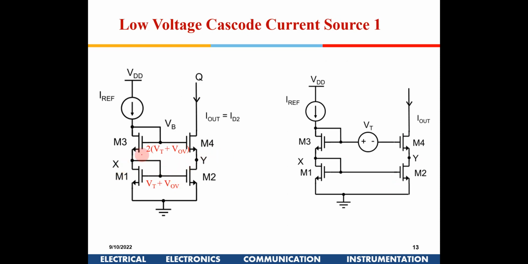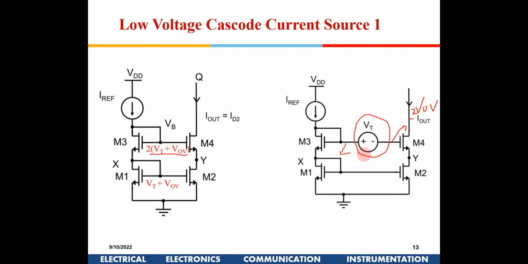Now here, this voltage was 2 VT plus VT. Suppose I introduce a 1 VT drop here. This will be 2 VT plus VOV, with 1 VT drop here and another VT drop here. Then this will be merely 2 VOV, and VOV is generally around 0.1 to 0.2, maximum up to 0.3, 0.4. So this will be much better.